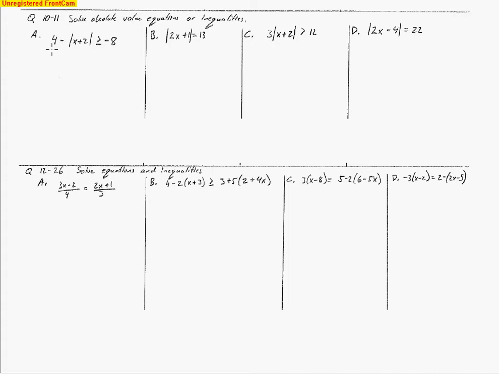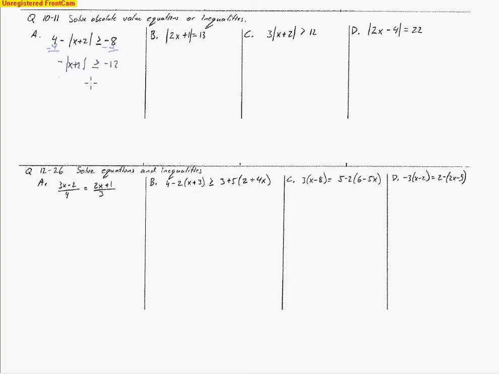So here we have 4 minus, and then we have this absolute value. So what you want to do here first is you want to isolate absolute values. So I'm going to move this forward to the other side. I'm going to subtract it. Now when I do that, here's what I'm left with. I've got this minus sign that I bring down, and I've got the absolute value bars with x plus 2 inside. It's still greater than or equal to, now it's negative 12.